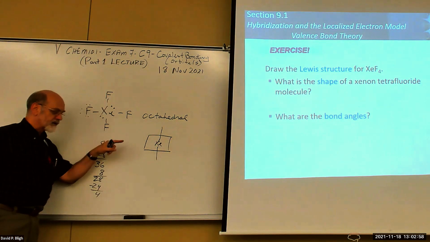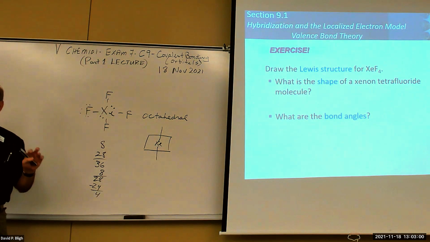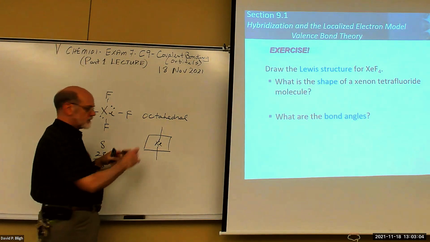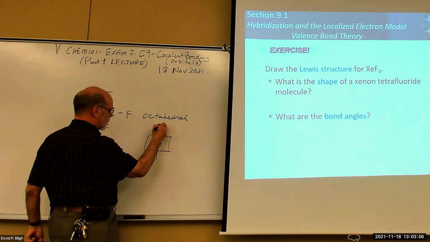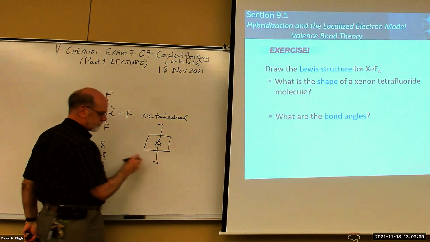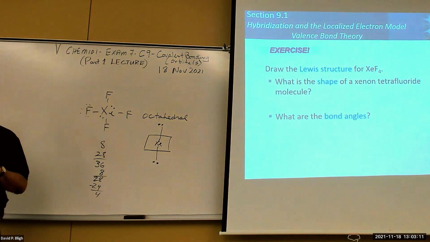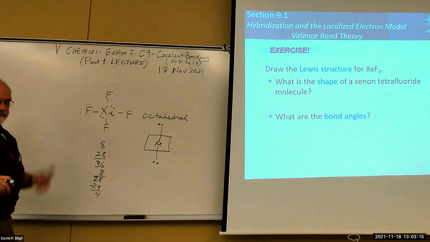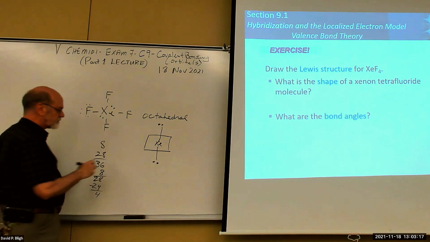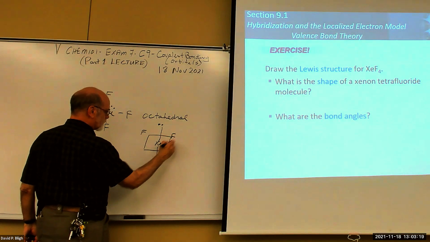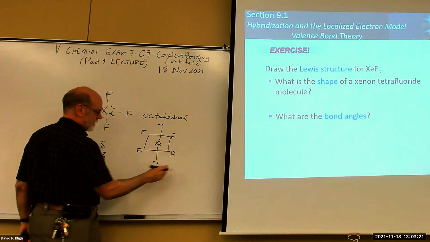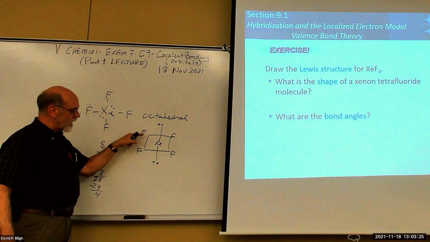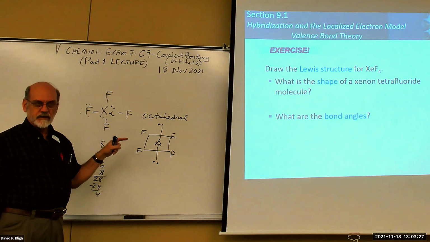With octahedrals, if you have lone pairs, the lone pairs tend to go on the apices, like here and here. Remember the trigonal bipyramids, they like to go on the triangle for some strange reason. And then the fluorines are positioned like this. That's a square planar molecule, but an octahedral electronic configuration.